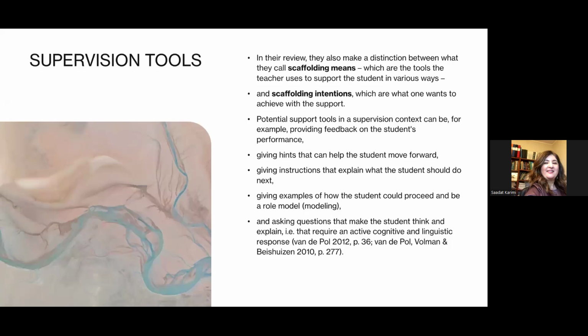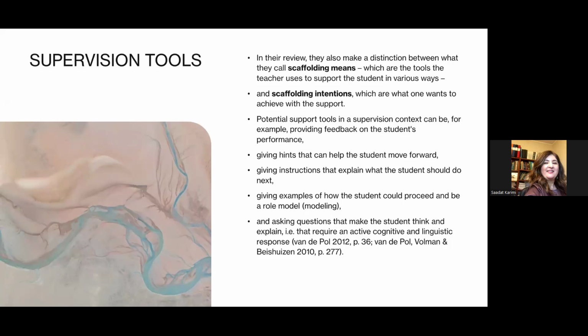And there, Van de Pol and his colleagues, in their review, also make a distinction between what they call scaffolding means, which are the tools the teacher uses to support the student in various ways, and scaffolding intentions, which are what one wants to achieve with the support.